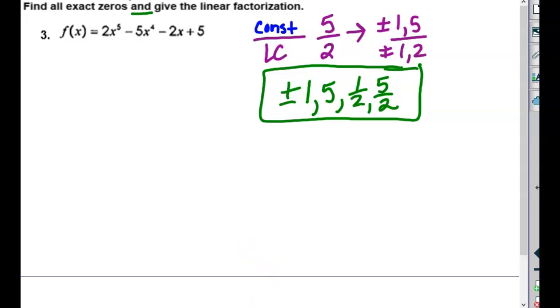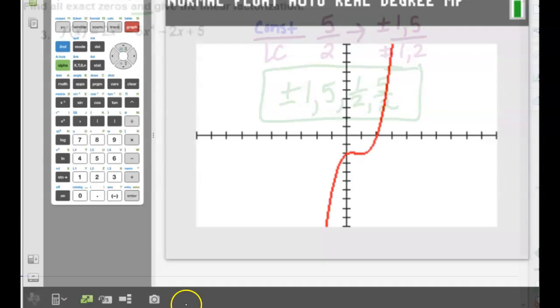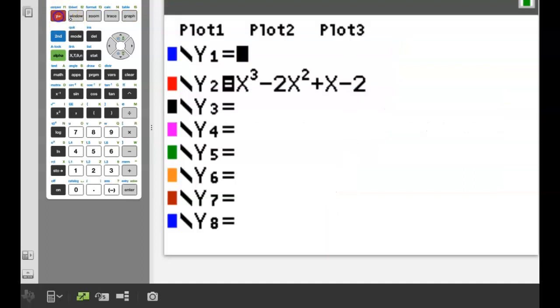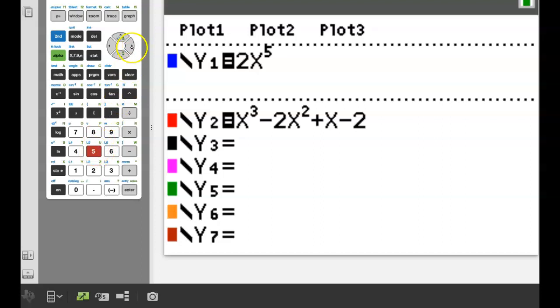Again, I think we could factor this, but let's graph. All right, this time it came out with a 2x to the 4th? No, or just an x? Sorry, what does it start with? 5th. Okay, thank you. And then what?